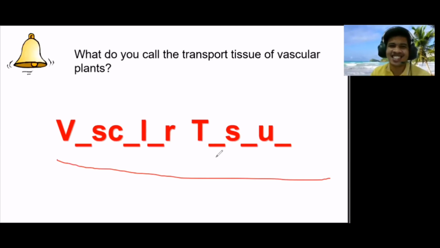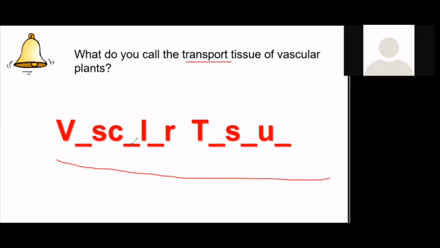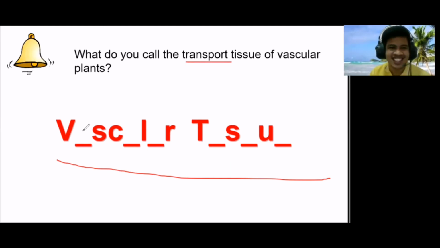What is this? Transport tissue of vascular plants. Okay, what do you call that? Vascular tissue. All right, very good, Yok. Excellent. This is vascular.